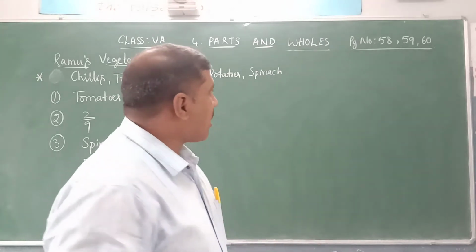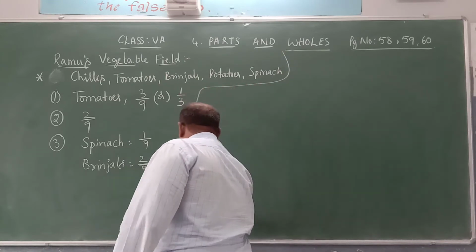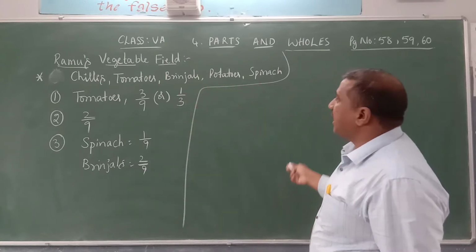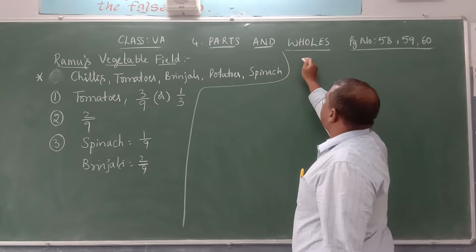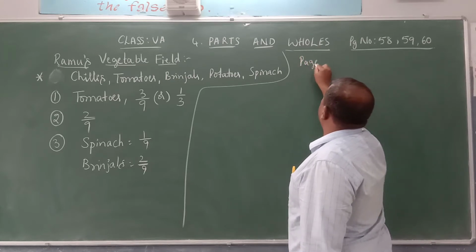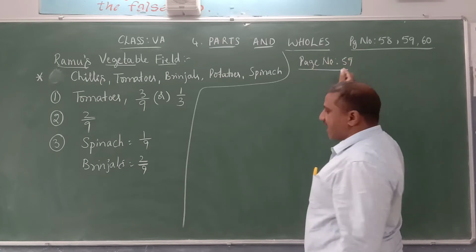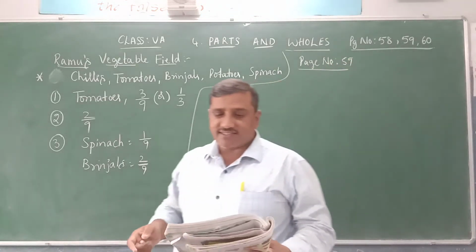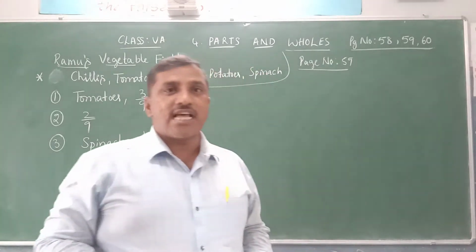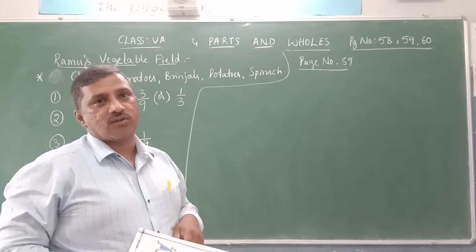So Ramu is producing different types of vegetables, and he wanted to give those vegetables to his friends, like Nancy is one and Srija is one. The other one is Abu Bakr. He is giving in different parts to his friends.